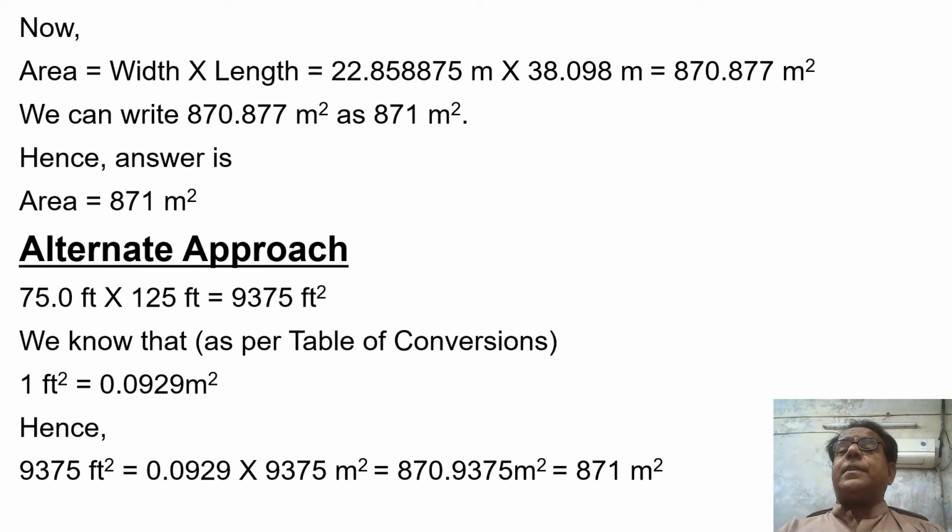9,375 feet square. We know that as per the table of conversions, 1 feet square is equal to 0.0929 meter square. This fact is given in the table of conversion factors in the appendix usually given at the end of textbooks. On the other hand, this conversion we have also derived in the starting part of this module. So our required thing can be taken from either of these two options.